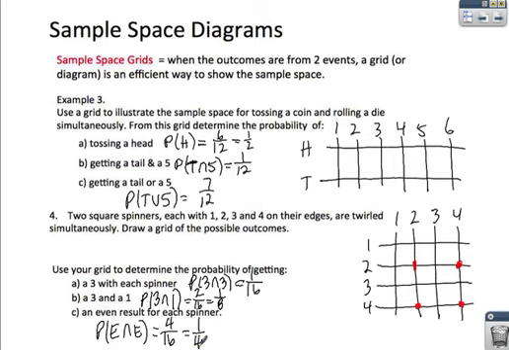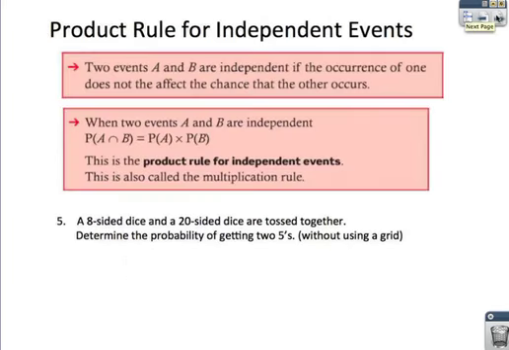Next, we'll move on to using the product rule. And we're going to talk about the product rule for independent events specifically. You first need to understand what the definition of independent events is. Independent events simply are where the occurrence of one event has no effect on the occurrence of the other. So the outcome of one event has no influence on the outcome of the second.